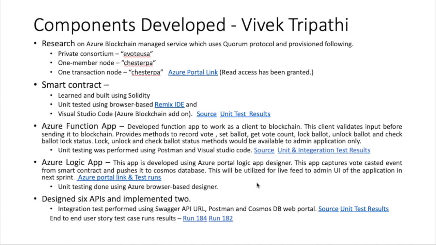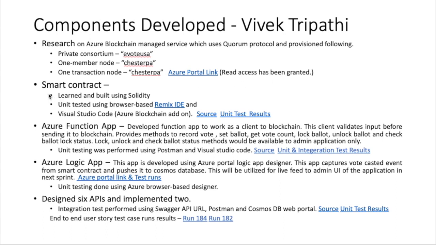I worked on blockchain and provisioned a private consortium of blockchain, eVote USA. I also provisioned a member with a transaction node as well as a validation node. Both nodes are named the same way, Chester PA. A link is provided here and access is also granted.